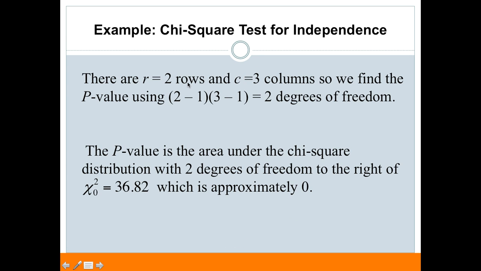Now, we know that there are 2 rows, male and female, and 3 columns, which are the 3 choices to the question. So in order to calculate degrees of freedom, we take 2 minus 1 and we would get 1, and we take 3 minus 1 and we get 2, and we're just taking the product of those 2. So 1 times 2 gives us 2 degrees of freedom.